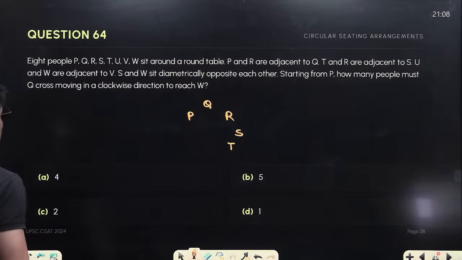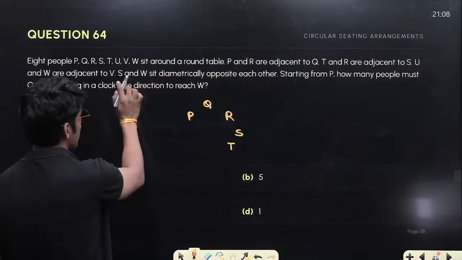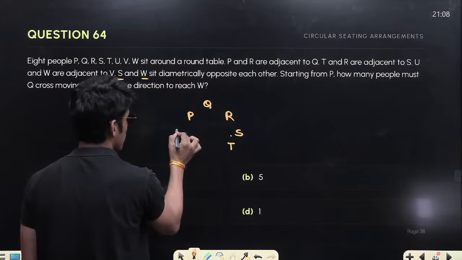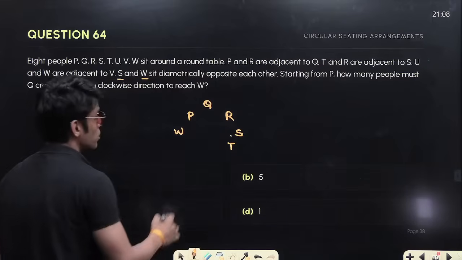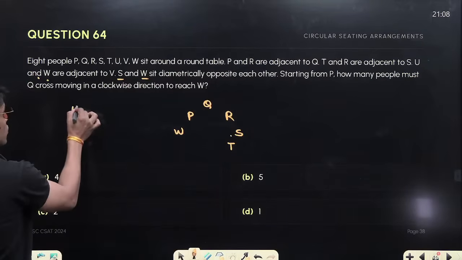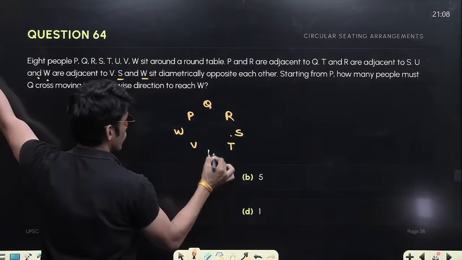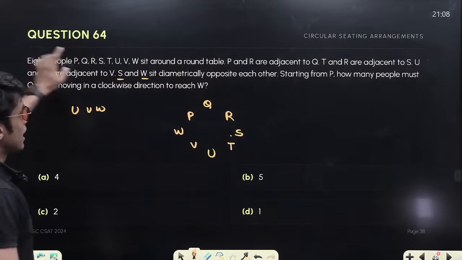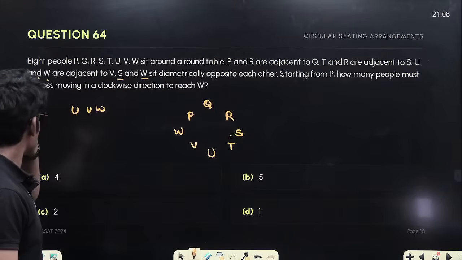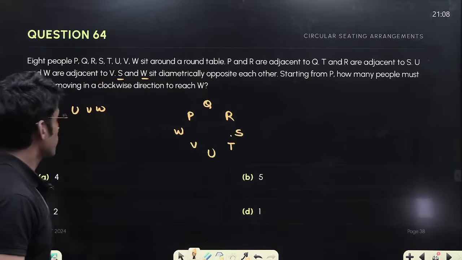U and W are adjacent to V. S and W sit diametrically opposite. So S and W sit diametrically opposite, and now it fits. U and W are adjacent to V. So it is UVW, right? So V will be here and U will be here now. Right? Starting from P, how many people must Q cross in a clockwise direction to reach W?